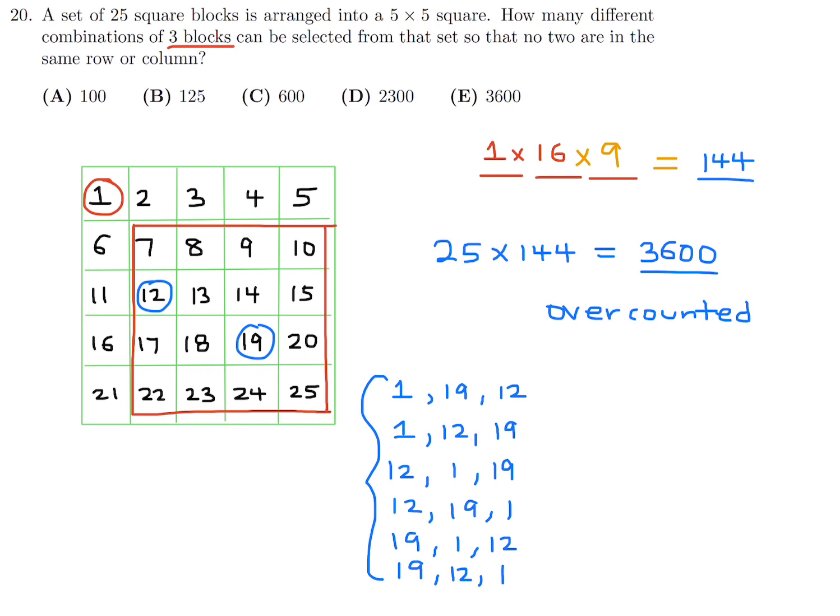Notice all of these are basically the same 3 blocks, same 3 numbers. And there's 6 possible ways of rearranging them or choosing them. See what I mean? So this 3,600 counts every combination 6 times. So to get the number of unique combinations, how many different combinations, you have to take this 3,600 and divide it by 6. And if you do that, you get the answer 600. And number 20, the answer is C.